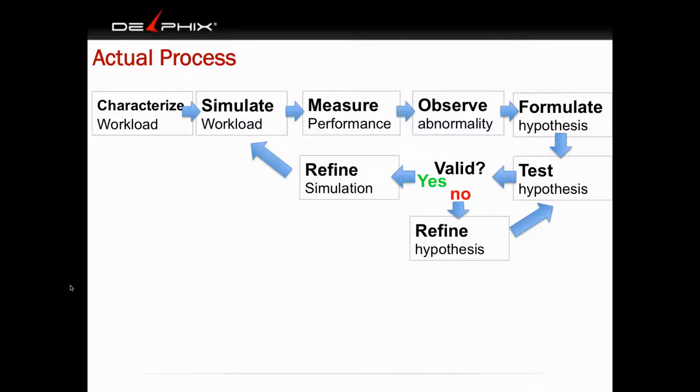What we found was more like this. Characterize, simulate, measure, observe, and we get something wacky that was either really bad or just impossible. So then we have to formulate a hypothesis. Why did that happen? Recreate our test, rerun it again. Did the hypothesis match or not? And reiterate and iterate.